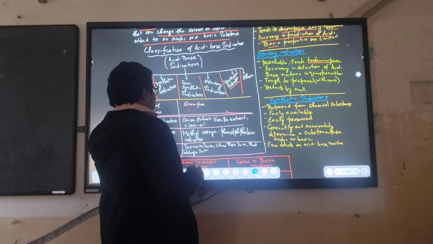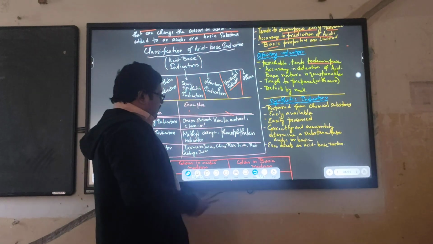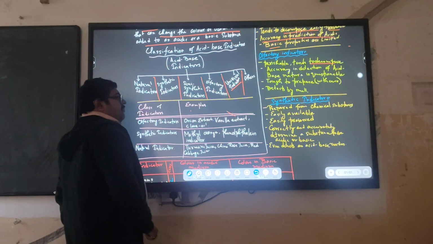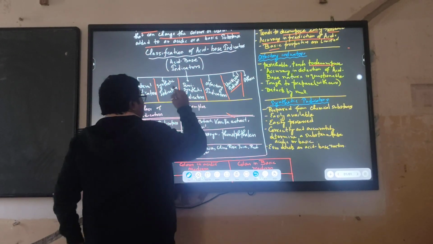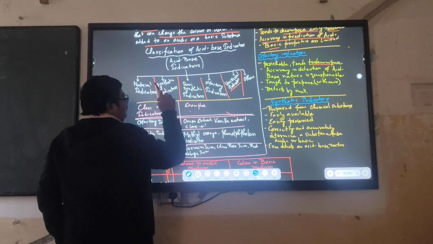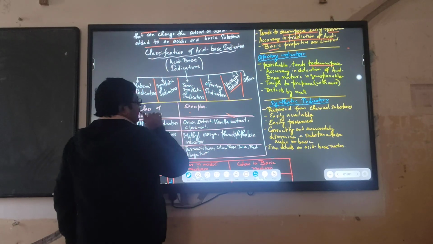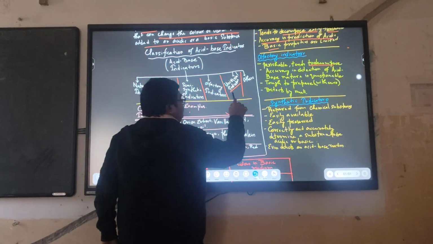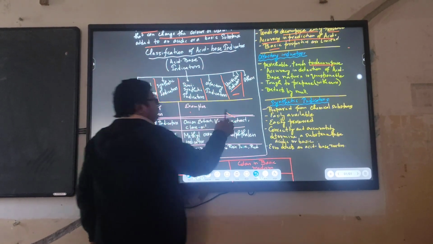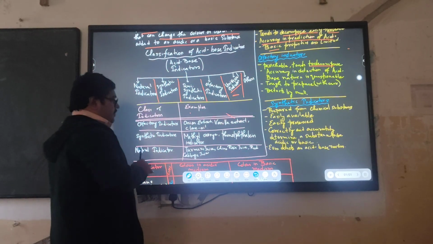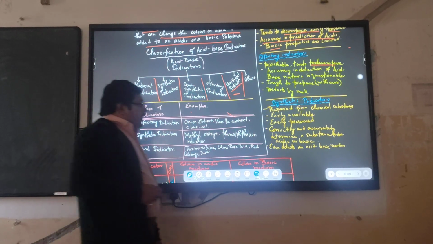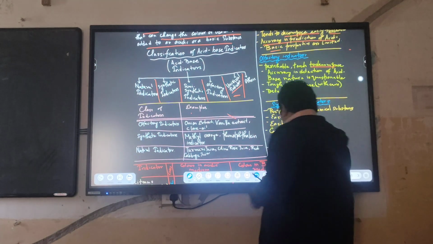Now, all these indicators have their own advantages and disadvantages, but they are used accordingly. But if you come to the point, in today's world, we prefer to use litmus from the natural ones, and we prefer to use a pH value. So these are the basis of the indicators. So I hope it is clear regarding the topic.